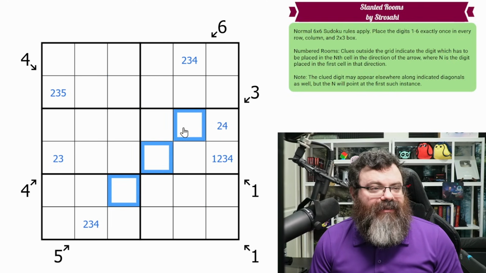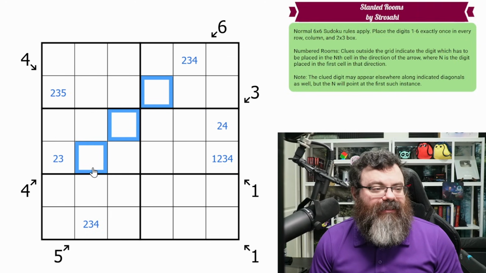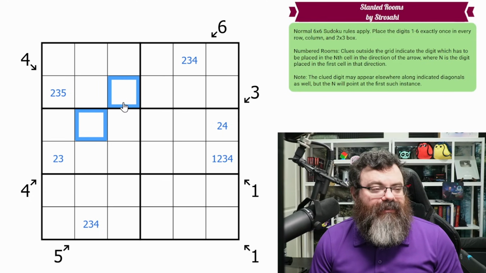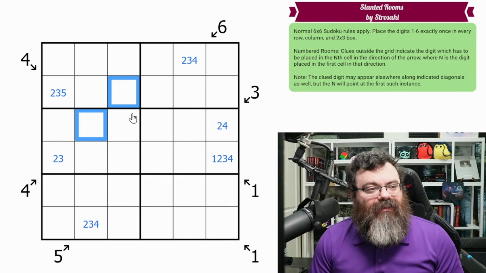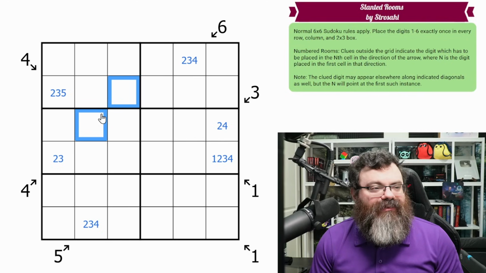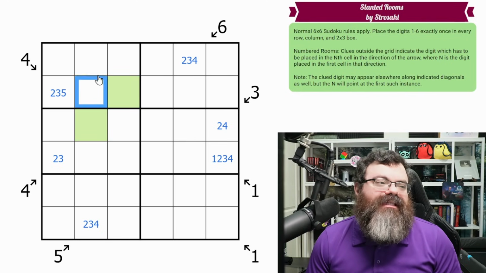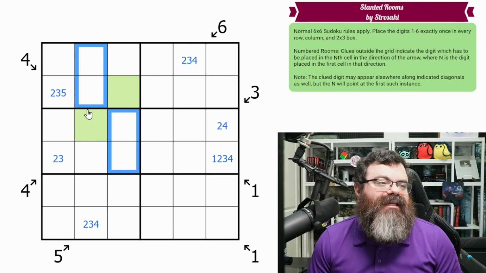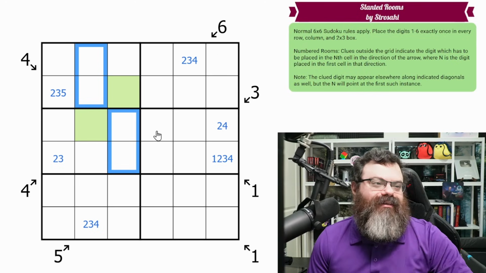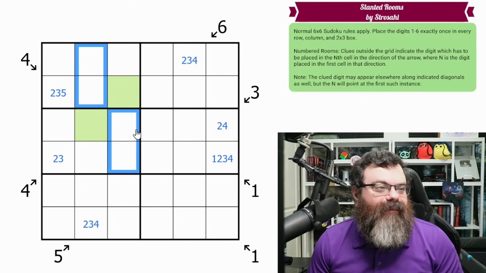5 is here, here, or here. 6 is here, here, or here. Four is here, or here. So we know because 4 is in one of these two, let me highlight that. 4 is definitely in one of these two greens. And so notice that these cells and these cells see both greens. So they cannot be the 4.